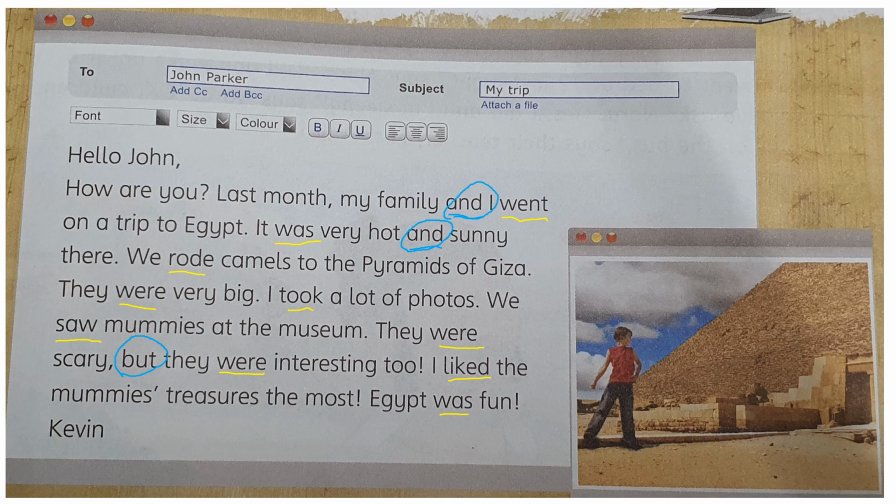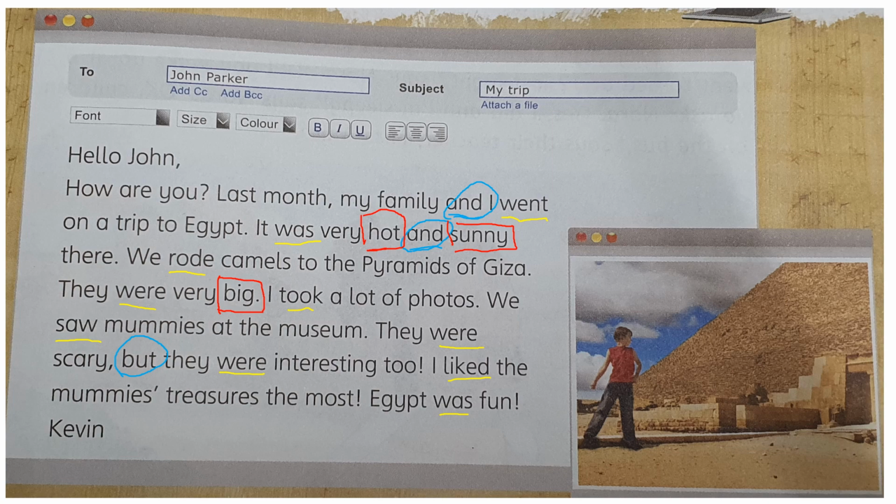Next, let's see whether he uses adjectives. Okay, adjectives. Can you find some adjectives here? Right, to talk about Egypt, how was the weather? It was hot. Right, it was hot and sunny. Okay, so hot and sunny are adjectives. The pyramids were very big. Okay, big is also an adjective.